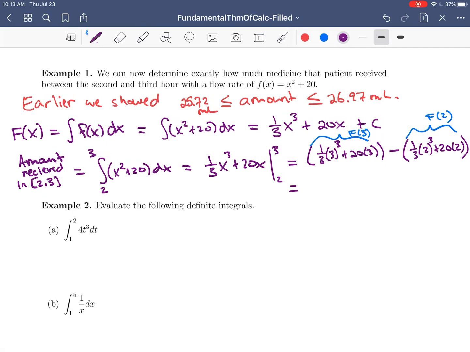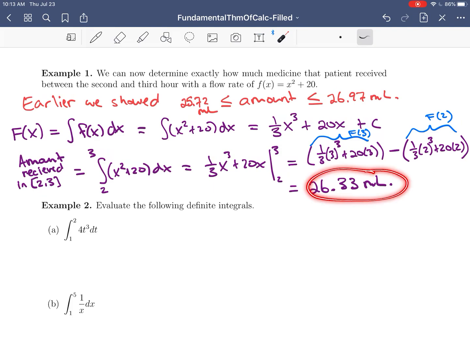If we compute that, we should get 26.33 milliliters. Notice that this amount is, in fact, between these two amounts. So we were right that we had an underestimate here and an overestimate here, and our amount was right in the middle. Now that we have the fundamental theorem, we're able to compute this without determining the limit of that sum, which is not fun to do.